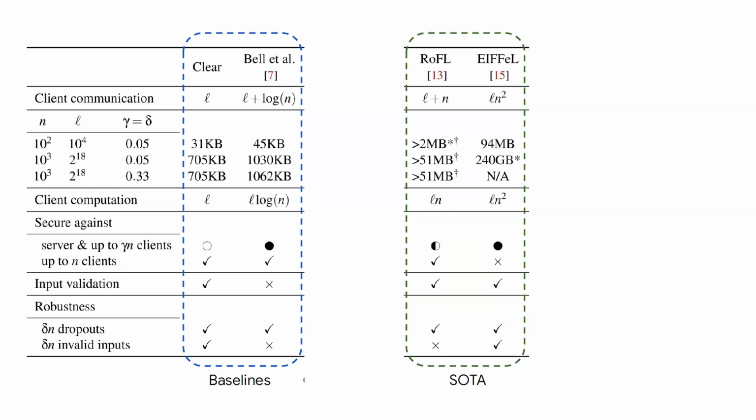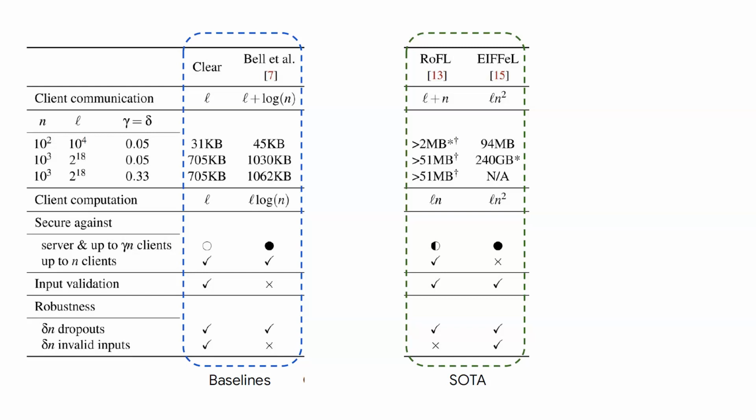So before we started our work, there had been already papers that were looking at the same question. So this Roffel paper and this Eiffel paper. What happened in their construction was that the client communication incurred this additional overhead, which was proportional to the number of clients. So Roffel and Eiffel have, right, you see that here with Eiffel, this is multiplicative overhead with n square, and here this is additive overhead of n, which is the client communication.